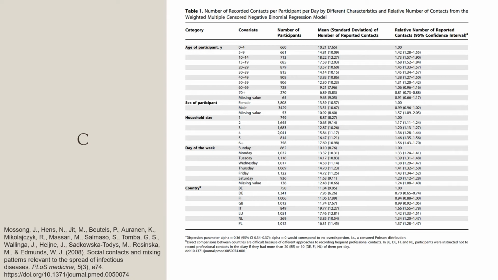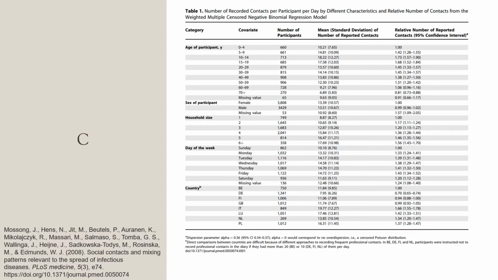And so you can see, if you look by age, that children aged 0 to 4 had an average number of 10 contacts per day. And then those who were 5 to 9 had about 14. And then those between 10 and 14 and 15 to 19 had about 18 or 17 contacts. And the number of contacts that you have per day sort of decreases as you age. You can see that males and females had about a similar number of contacts per day, about 13 and a half.